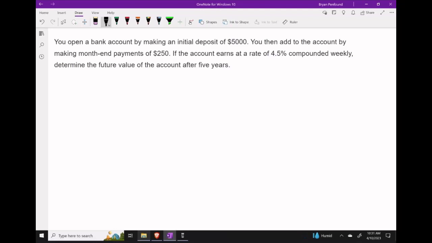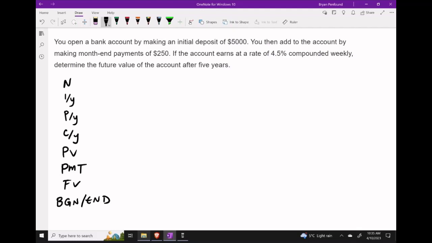Suppose you open a bank account by making an initial deposit of $5,000. You then add to the account by making month-end payments of $250. If the account earns 4.5% compounded weekly, let's try to determine the future value after 5 years.